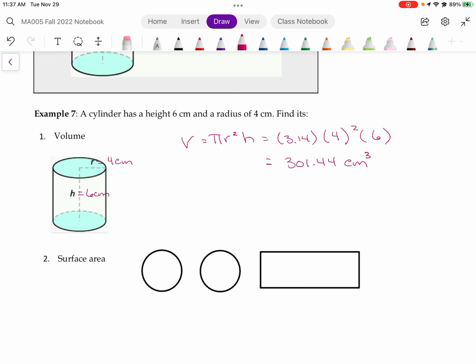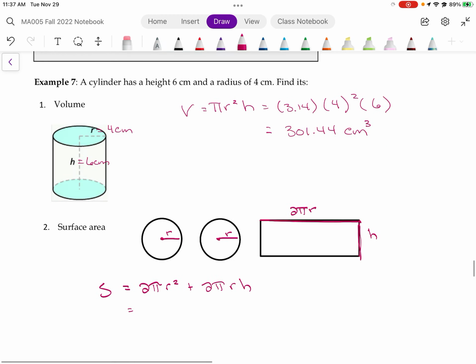All right, so surface area. Again, the radius is here, right? And this length here is going to be the label unrolled, so that's 2 pi r, and this is the height of the can, h. So our surface area is going to be 2 pi r squared plus 2 pi r h.